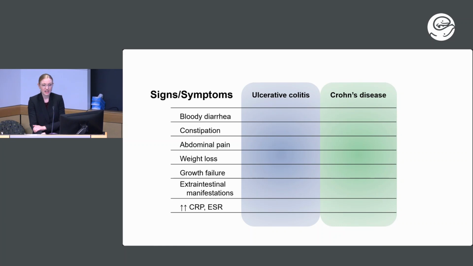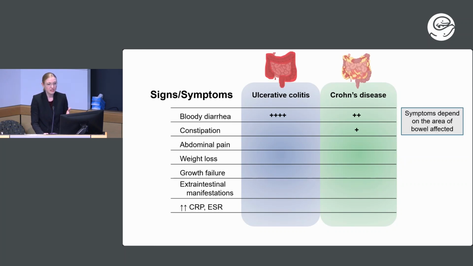In terms of the signs and symptoms of IBD, they do differ by the disease type. Both UC and Crohn's can produce bloody diarrhea, but this is almost always present in UC. Most pediatricians don't think of IBD as causing constipation, but isolated small bowel Crohn's disease can indeed lead to constipation. Ultimately, the symptoms depend on the area of the bowel that's affected. This is why I love GI so much. We can always go back to the anatomy to answer many of our questions.